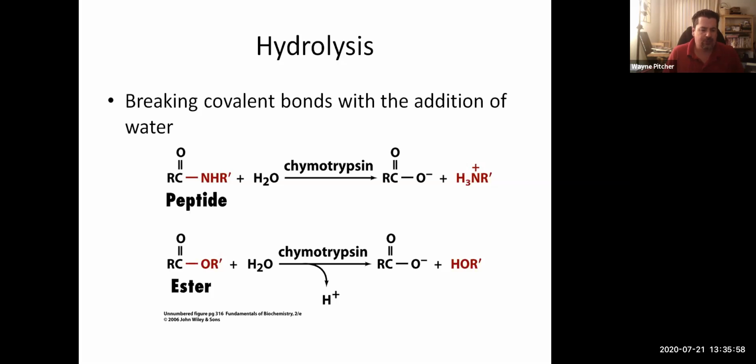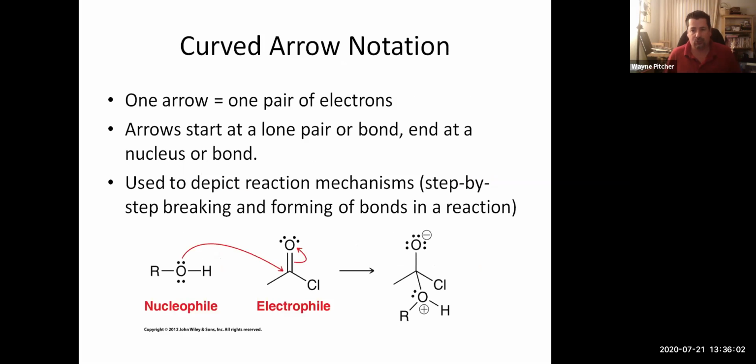I'd like to talk about the serine protease mechanism, but before I do that, I want to provide a short introduction to curved arrow notation. You'll see this later on in organic chemistry. We'll use a curved arrow, and 1 arrow equals 1 pair of electrons. Arrows always start at a lone pair or a bond, and end with the arrowhead at a nucleus or a bond. They're used to depict the step-by-step breaking and formation of bonds in a reaction.